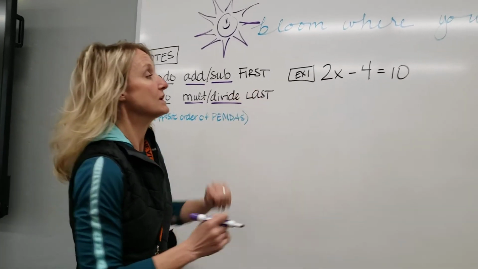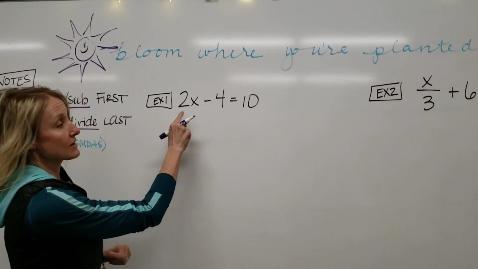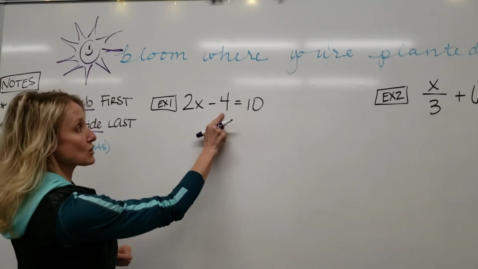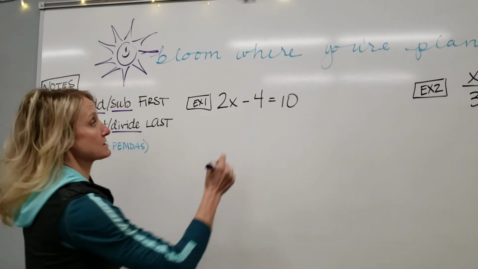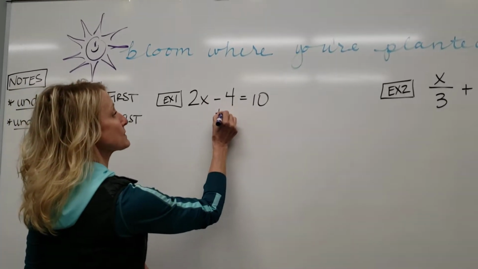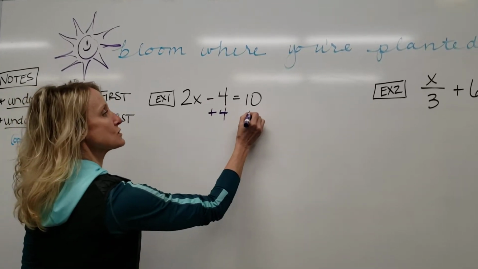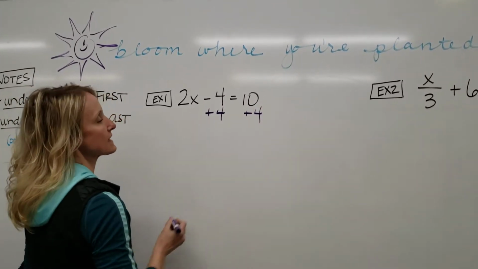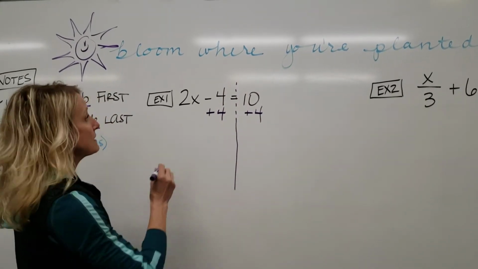So for example, we do this first one. Here's my x. Two things are happening to it. Okay, it's being multiplied by 2 and subtracted by 4, but I have to do the adding and subtracting first. So I'm going to add my 4. I'm going to do the opposite of subtracting 4 to each side. What I do to one side, you have to do to the other side. Some of you have been doing little lines in here. I'm okay with that either way.